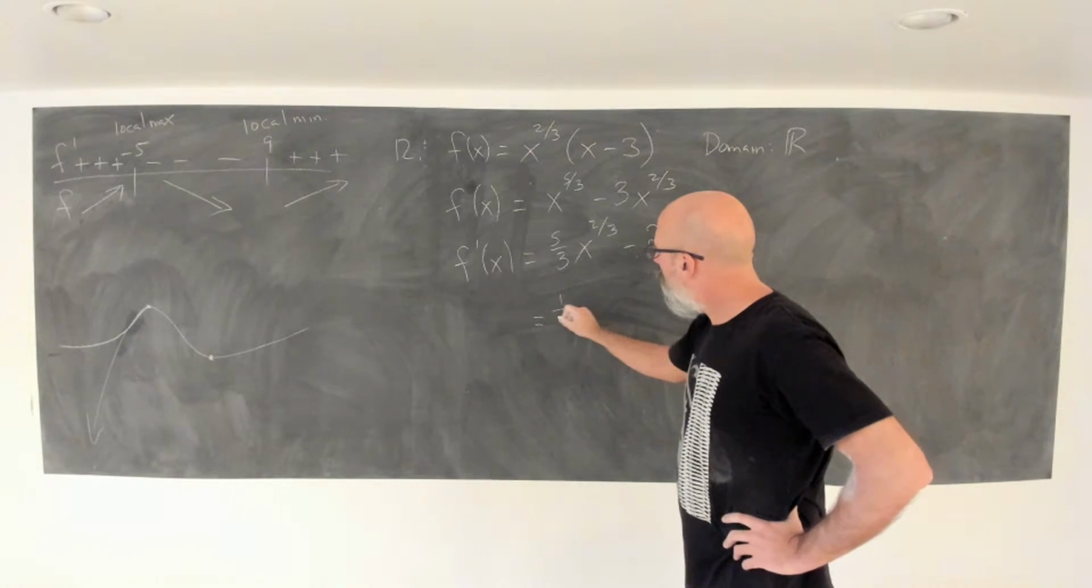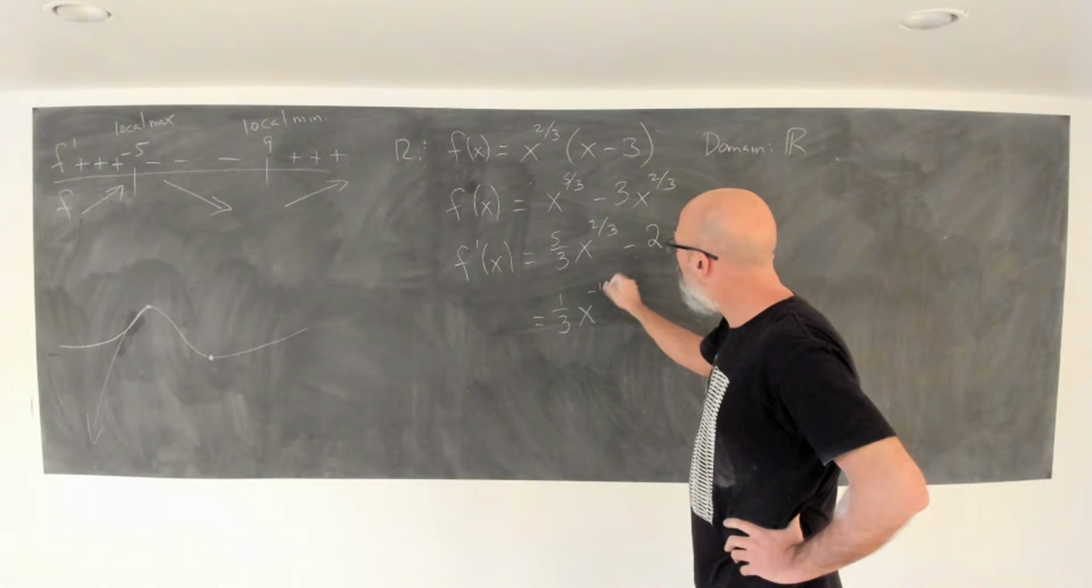Let's factor out a 1/3 x to the negative 1/3.